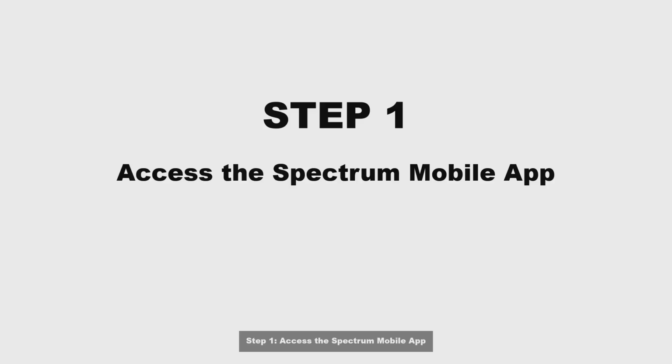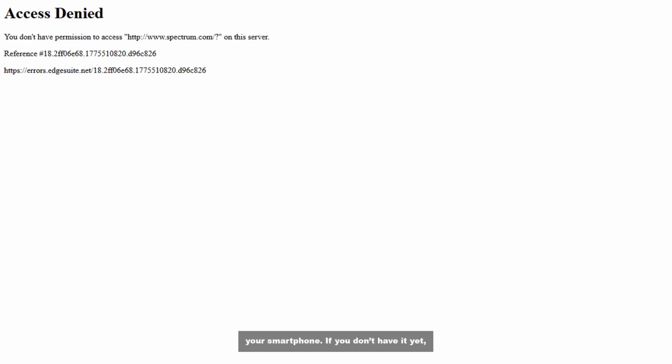Step 1. Access the Spectrum Mobile app. Download and open the Spectrum Mobile app on your smartphone. If you don't have it yet, you can find it in the App Store or Google Play Store.